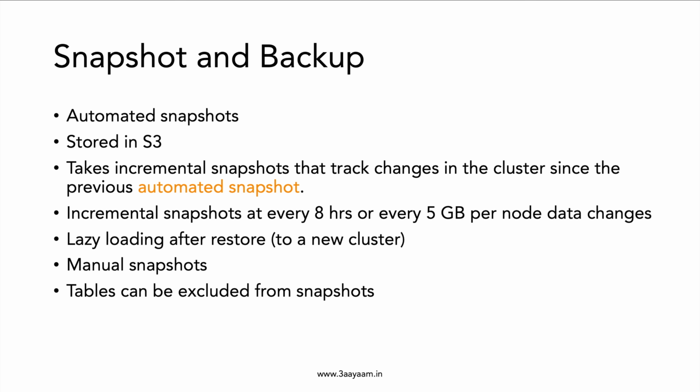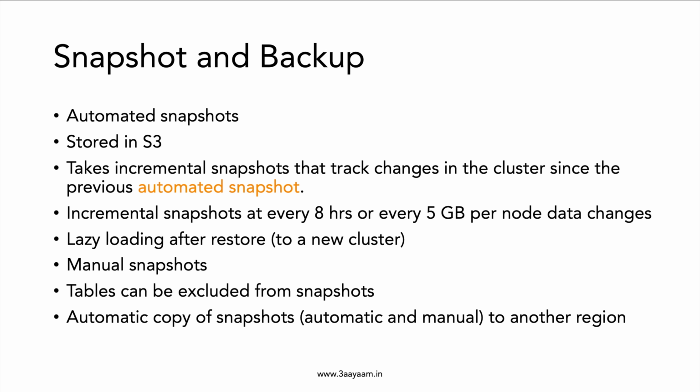So the tables which are excluded from the snapshot, changes to those tables will not trigger incremental snapshot as well. We can also automatically copy snapshot from one region to another region. Let's say we take a snapshot or a backup or automated snapshot or manual snapshot in North Virginia region. For disaster recovery, we want those snapshots to be available in, let's say, Ohio region. So we can enable automatic copy of snapshots across another region.